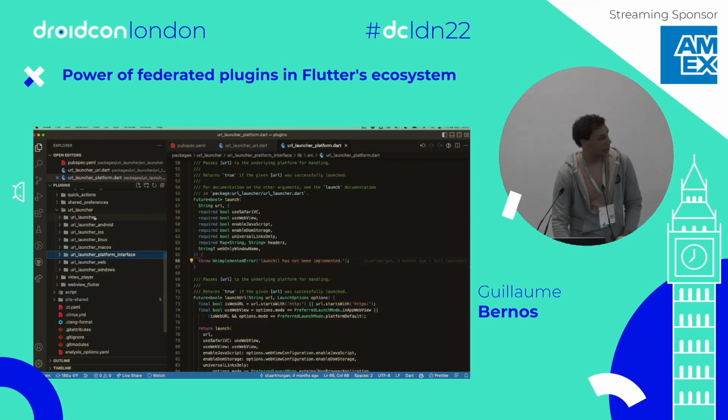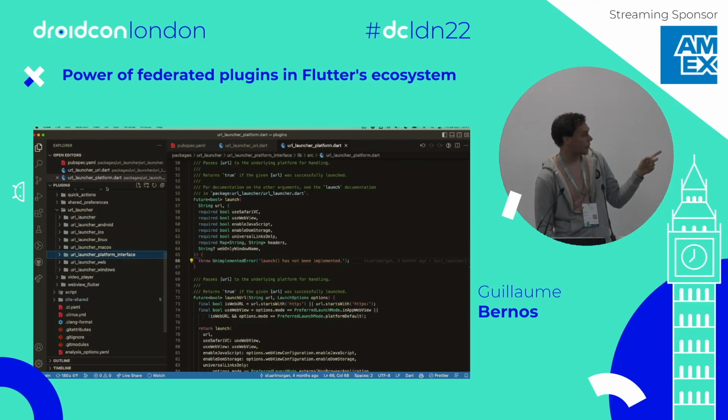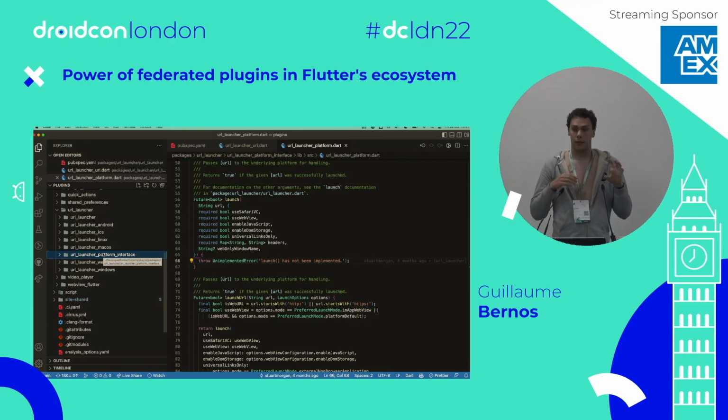Why do we separate URL launcher from the platform interface? It helps us change the implementation of all the plugins if we want, without changing the front-facing implementation. So for instance, if some API changes, I can change all the plugins that are going to talk to the platform interface, but the user of my plugin will have nothing to change. So it helps avoid breaking changes. It cannot help with all breaking changes, but it helps a lot.